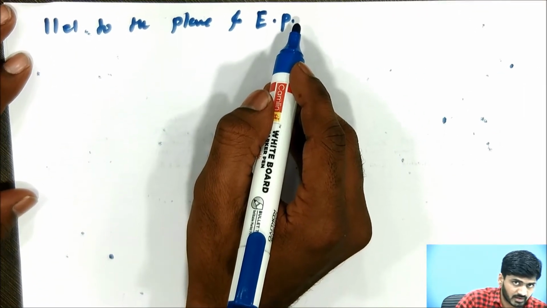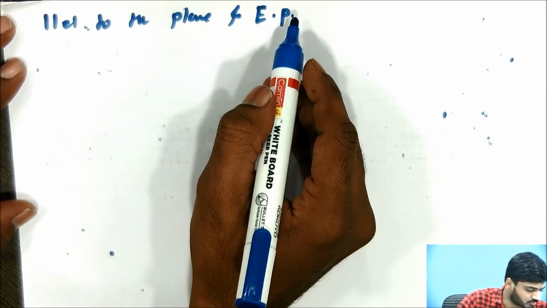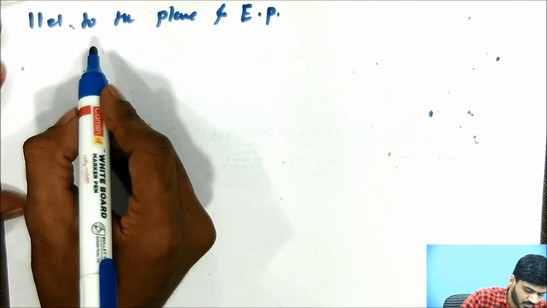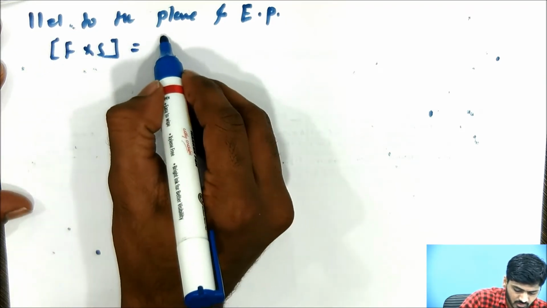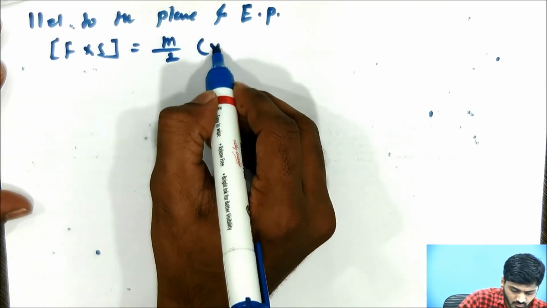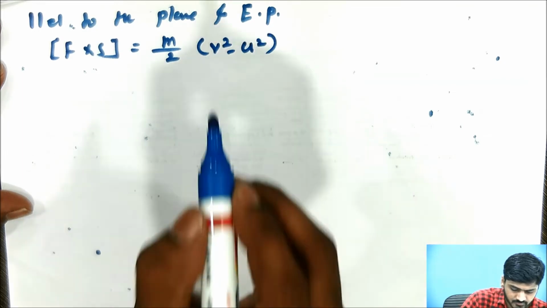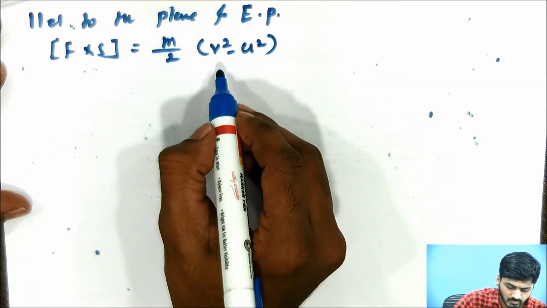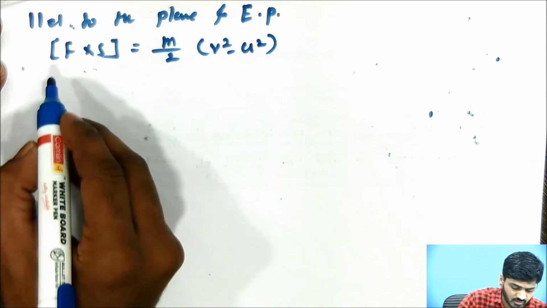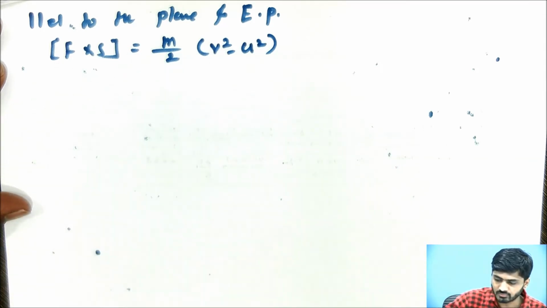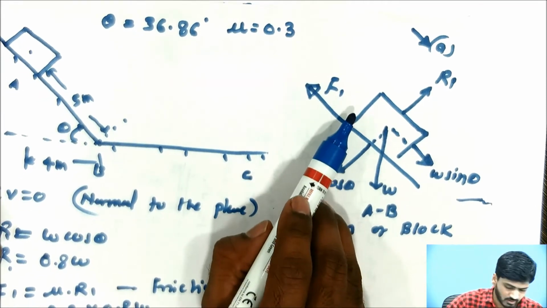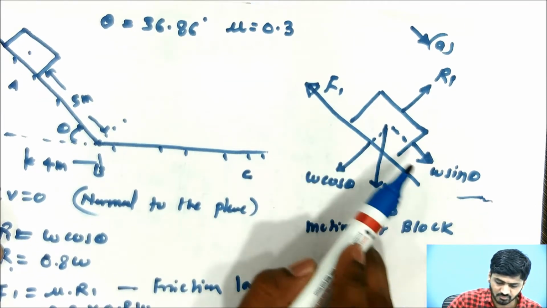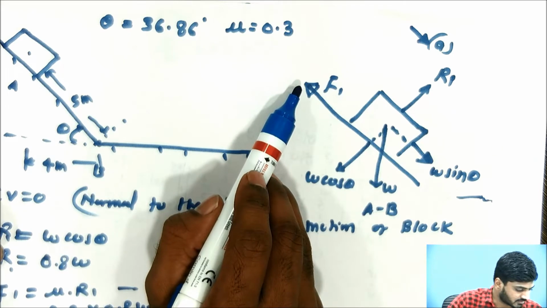So whenever you are applying the energy principle, you may observe here F into S is equal to m by 2 into v square minus u square. Initial velocity is 0, final velocity you may calculate here. F is nothing but all horizontal forces for this particular block. How many horizontal forces are present? One is W sin theta, right hand side positive, and F1 left hand side negative.